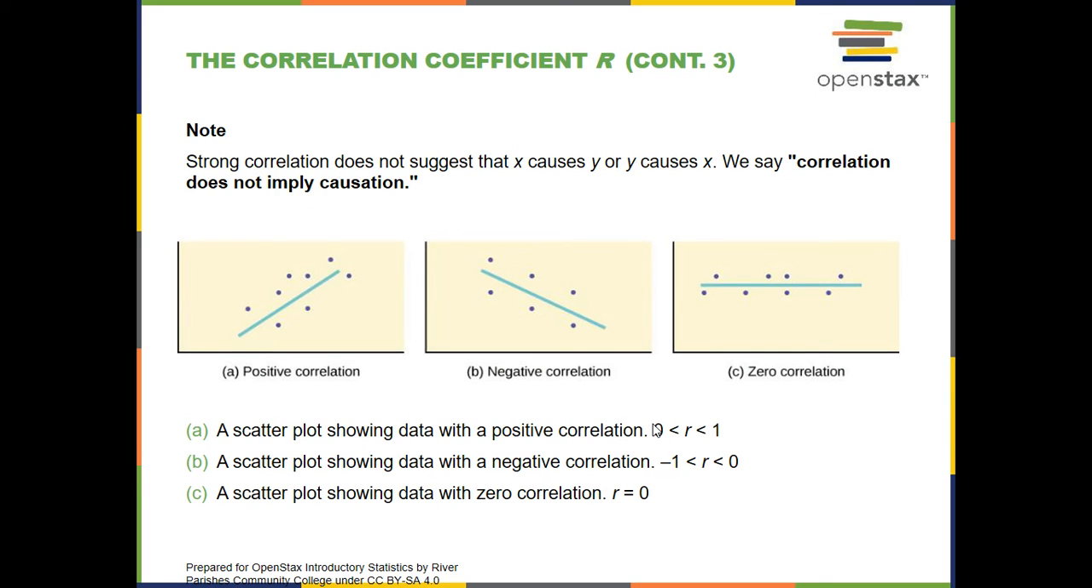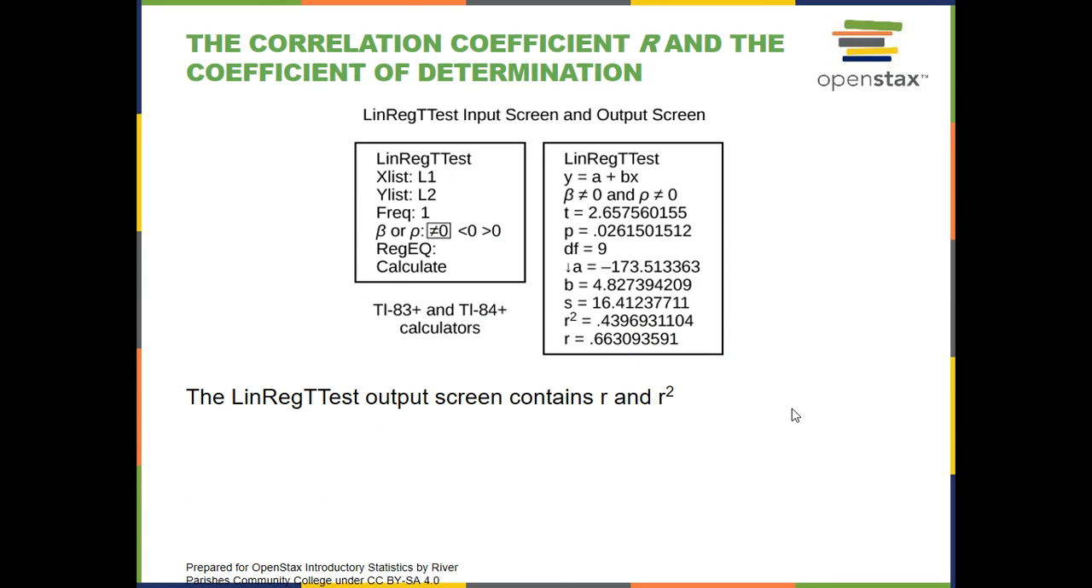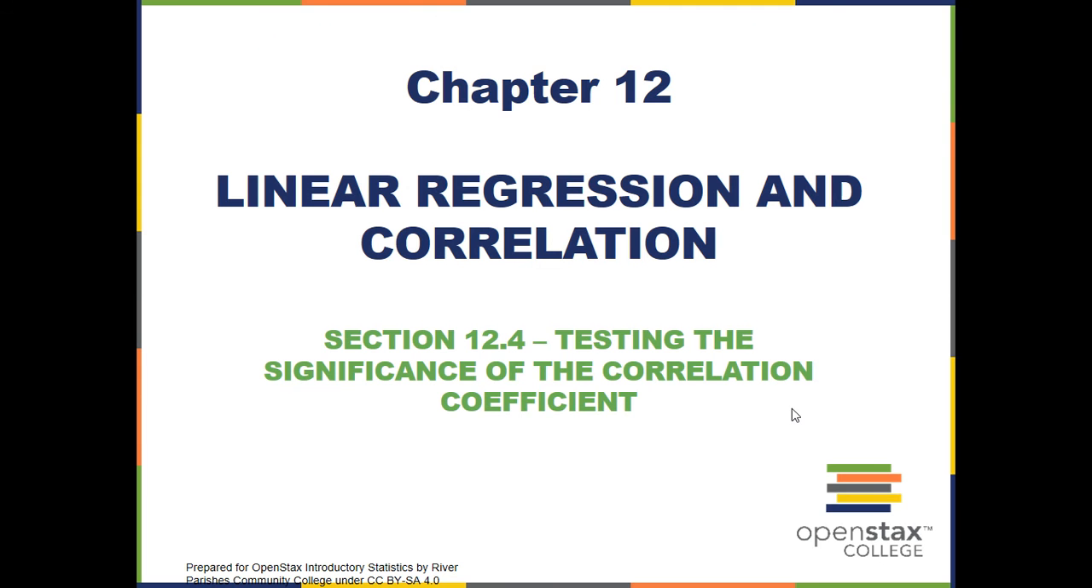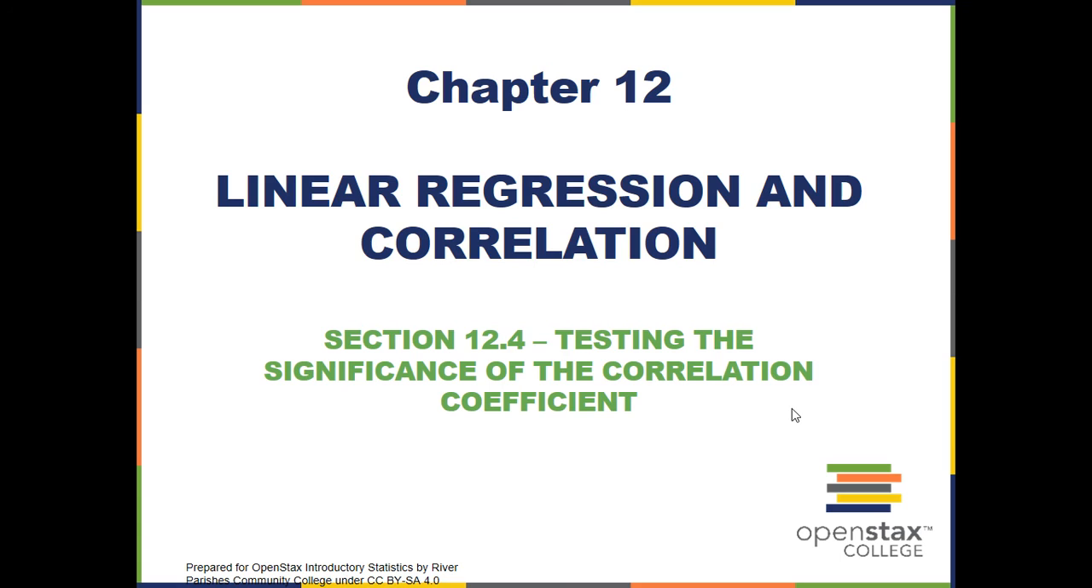So here we can see some examples of that. And here's how we do it on our graphing calculator, but we are going to be using Google Sheets for this. And in the next section, we're going to be using the correlation coefficient, and we're going to be testing the significance of the correlation coefficient. We'll be able to draw conclusions about that R value. So I'm going to stop this video here and pick up then.